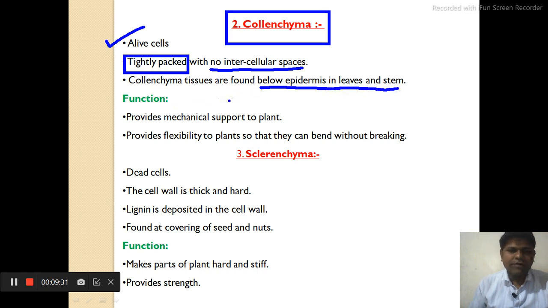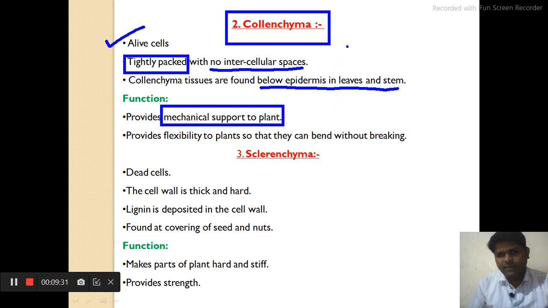What is the function of collenchyma? So collenchyma gives mechanical support. Okay, because the parenchyma cells were made up of parenchyma. I am talking about parenchyma.